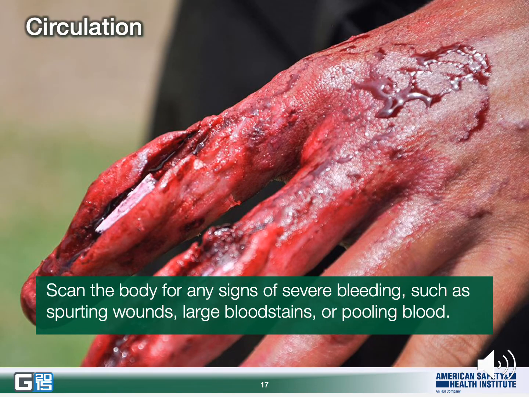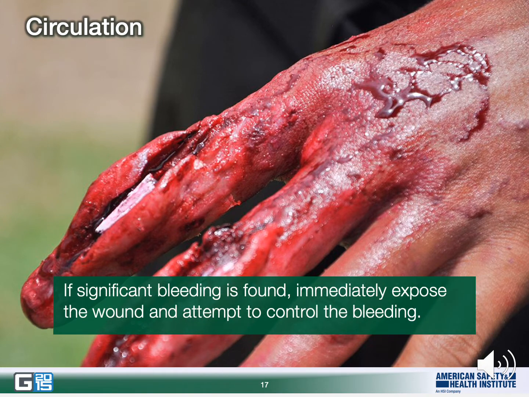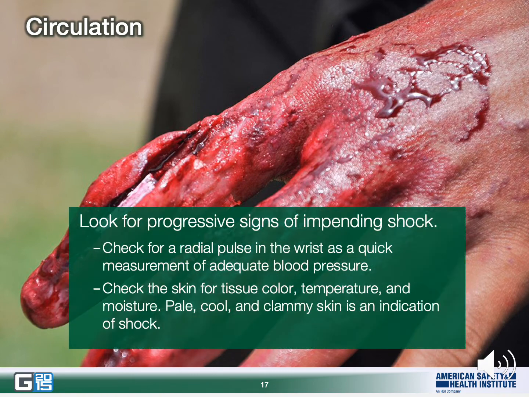Scan the body for signs of severe bleeding, such as spurting wounds, large blood stains, or pooling blood. If significant bleeding is found, immediately expose the wound and attempt to control the bleeding. Look for progressive signs of impending shock. Check the radial pulse. That's a quick measure of adequate blood pressure. Check the skin for tissue color, temperature, and moisture. Pale, cool, and clammy skin is an indication of shock. You don't want them to go into shock.